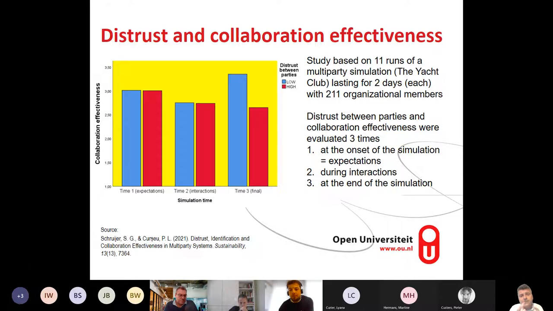So we categorized the parties that started with a high level of distrust, these are the red bars here, and the parties that started with a rather low distrust in the others. Now, if you look at the onset, we asked the expectations before they even interacted with each other, they had all high aims, and they said, well, we will all be effective in our collaboration. When they started to interact, they realized, oh, collaboration is not that easy. And then the collaboration effectiveness kind of dropped the second time.